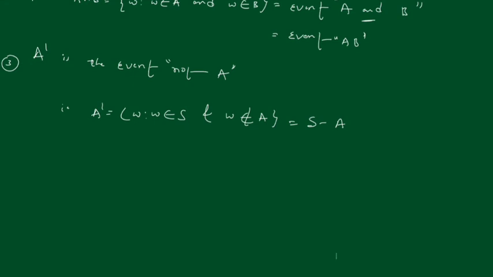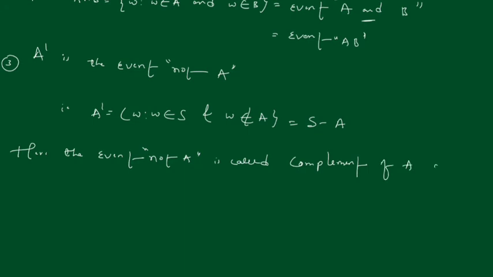So here the event not A is called the complement of A, and also denoted by A bar.